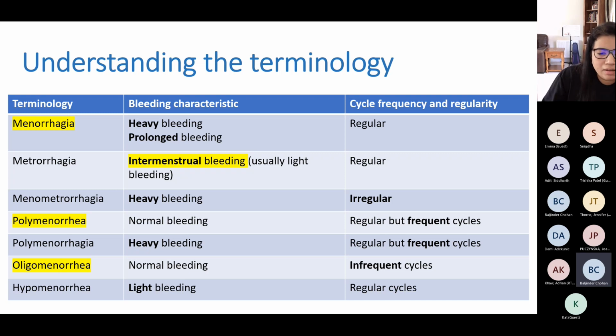Oligomenorrhea is normal bleeding, but very long cycles. What is the most common condition that gives this?